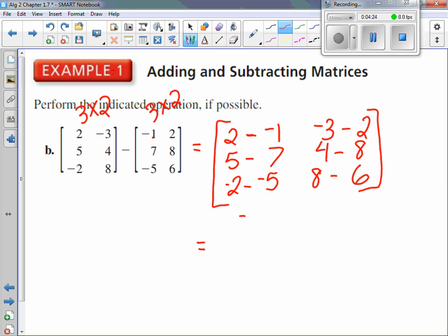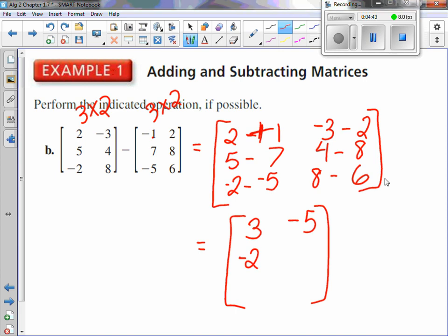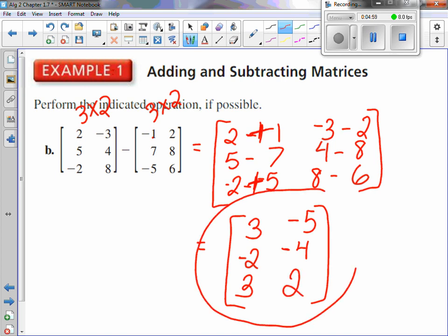And now we can go on and combine our like terms. So 2 minus -1, well, a negative and a negative will make a positive, so we get 3. -3 minus 2 will give us -5. 5 minus 7 will give us -2. 4 minus 8 is -4. Here we have another negative and negative, which will give us a positive, so it'll be +3. And 8 minus 6 is, what's this right here?